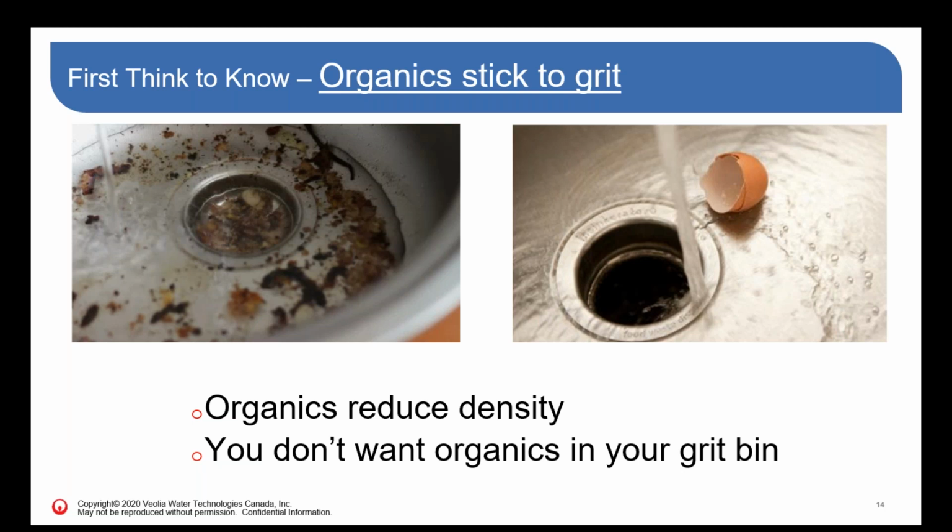The other consideration is that you want the organics in your treatment plant. That's what it's there for, to remove those organics in primary sedimentation or secondary treatment, and ultimately going into your digesters and your sludge handling system. That's where you want your organics, not in your grit bin.